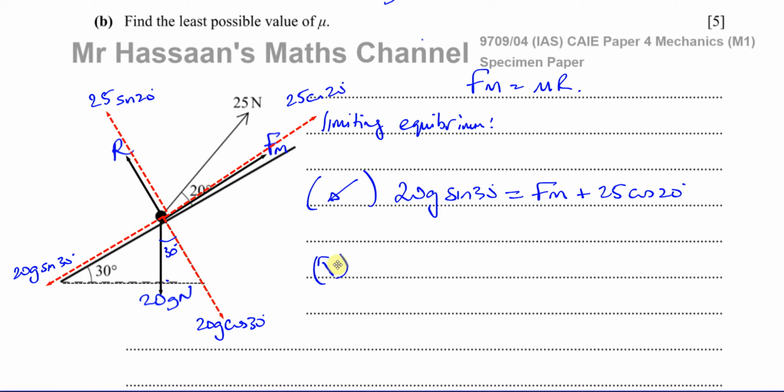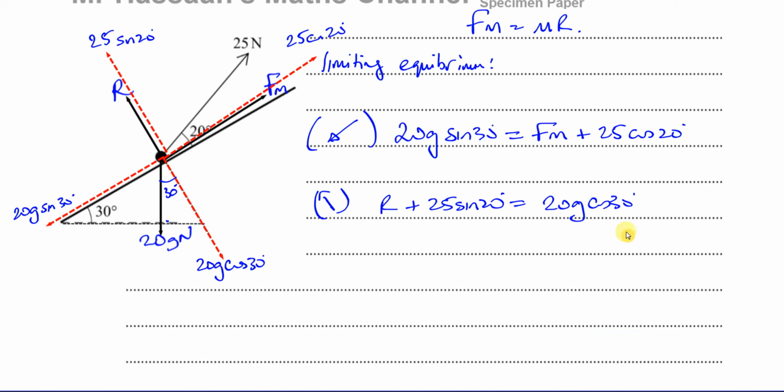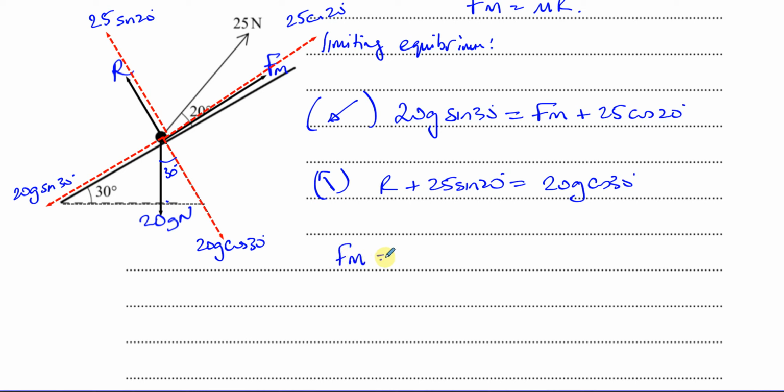Now, perpendicular to the plane, we have R plus 25 sine 20 acting up, and acting downwards is 20g times cosine of 30. So now we know that F max is equal to mu R. Therefore, mu is equal to F max over R. Now we can see what F max is equal to from here. I'm going to leave it in its exact form, and we'll work out the answer later. So F max is 20g sine 30 minus 25 cosine 20.